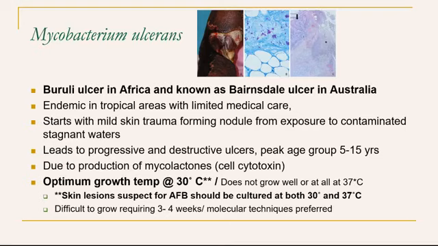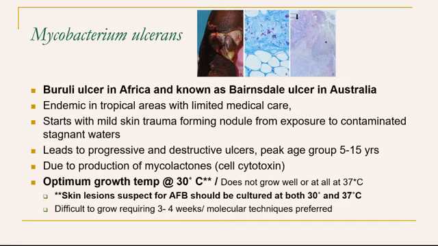You can see the picture on the upper left-hand side. The peak age group is usually children 5 to 15 years of age. This is due to the production of mycolactone, which is a cell cytotoxin. If you're doing cultures to look for this agent, you need to remember that its optimum growth temperature is 30 degrees centigrade. It does not grow well at all at 37.